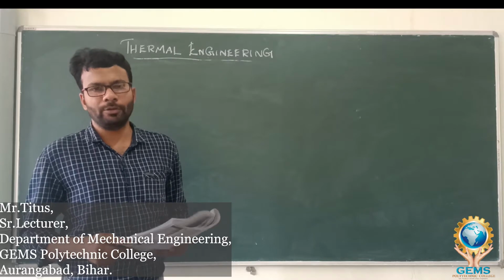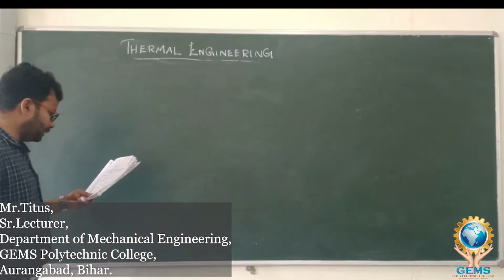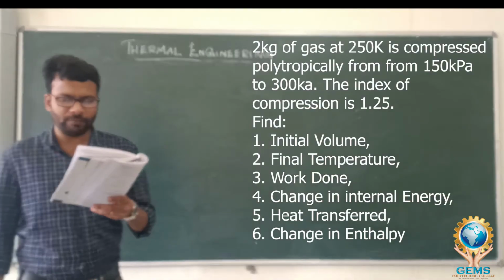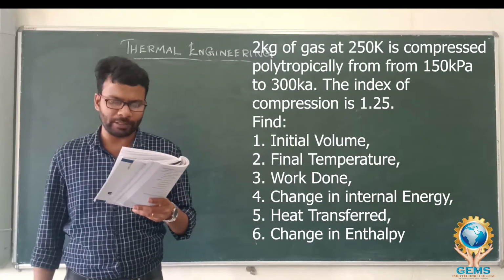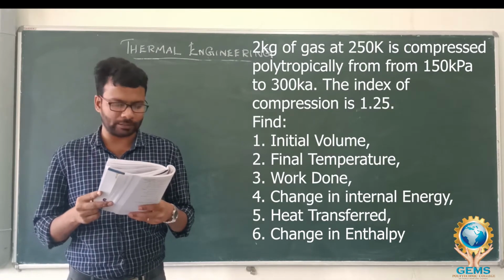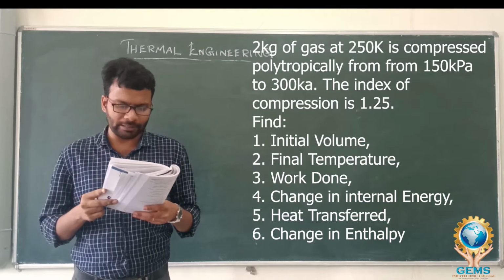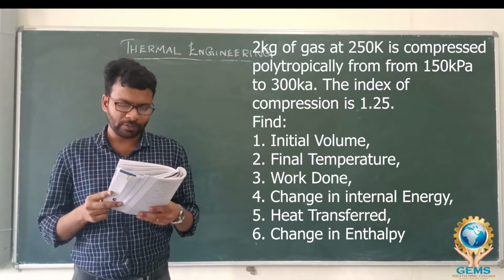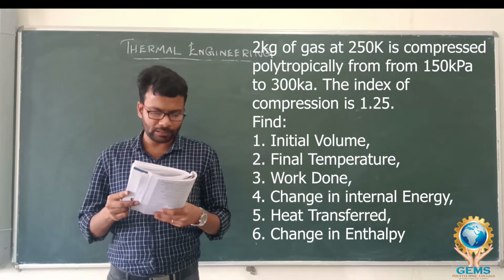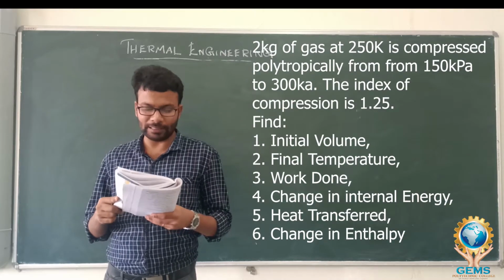Today's class we are going to see about the polytropic process, one problem. Let me read the question. 2 kg of gas at 250 Kelvin is compressed polytropically from 150 kilopascal to 300 kilopascal. The index of compression is 1.25. Find initial volume, final temperature, work done, change in internal energy, heat transferred and change in enthalpy.